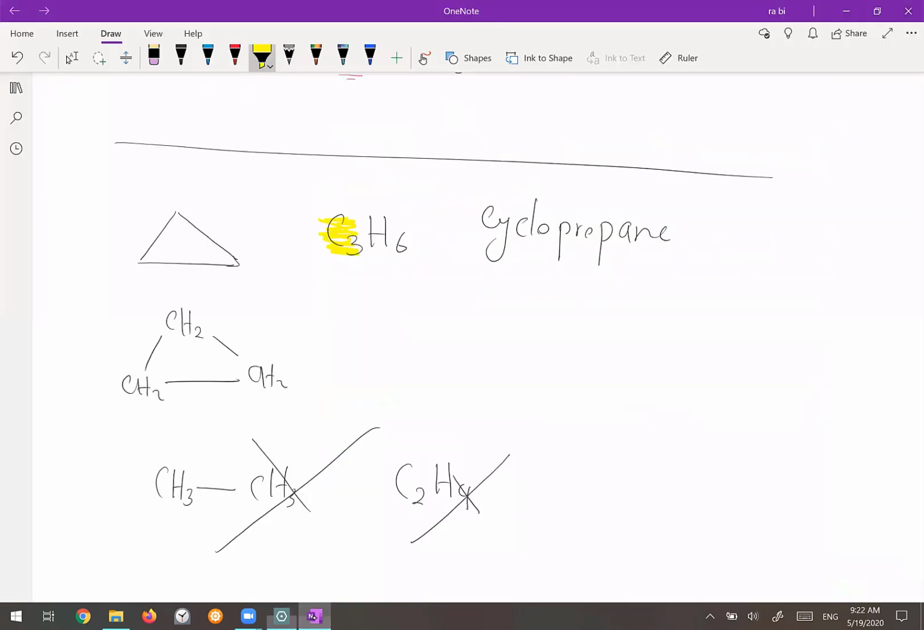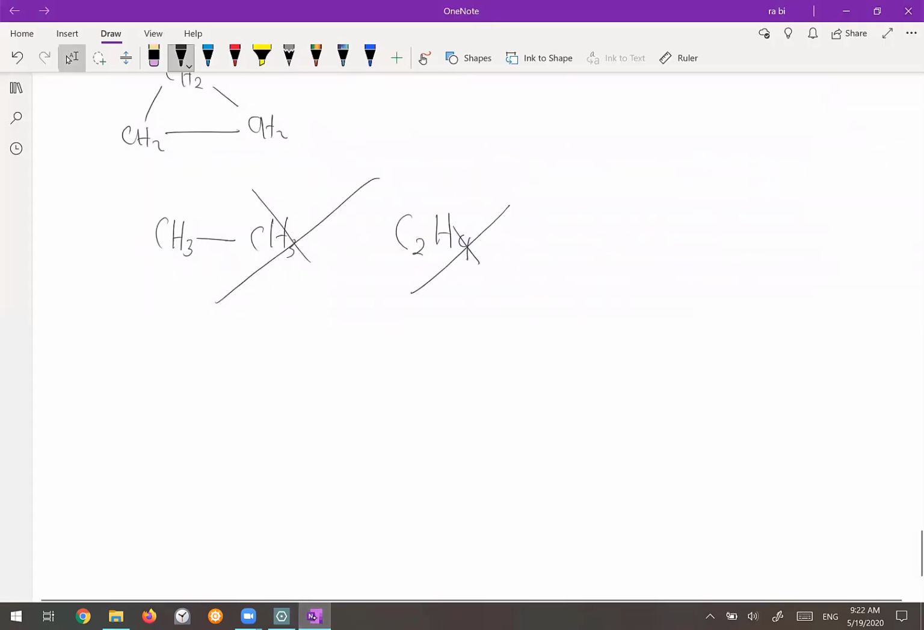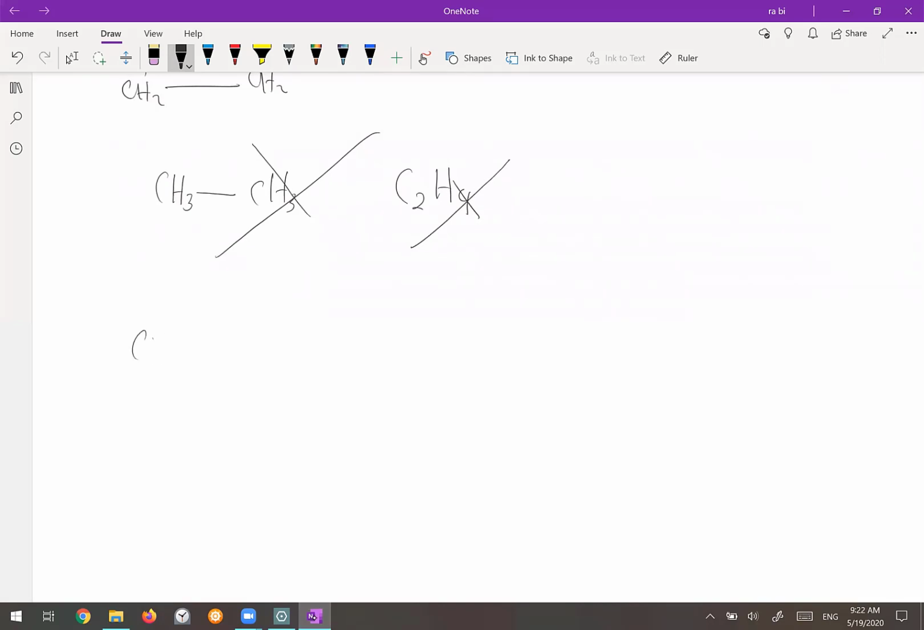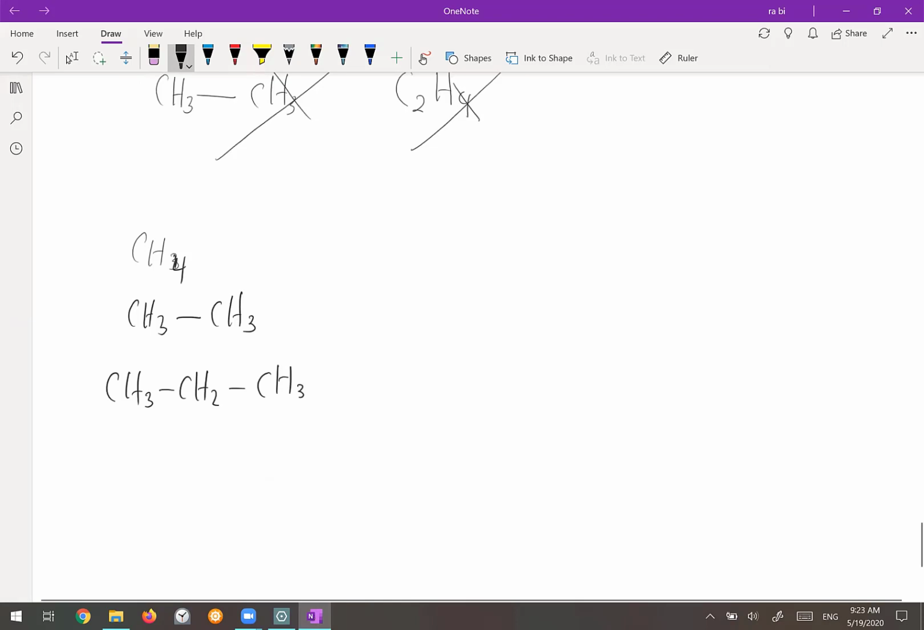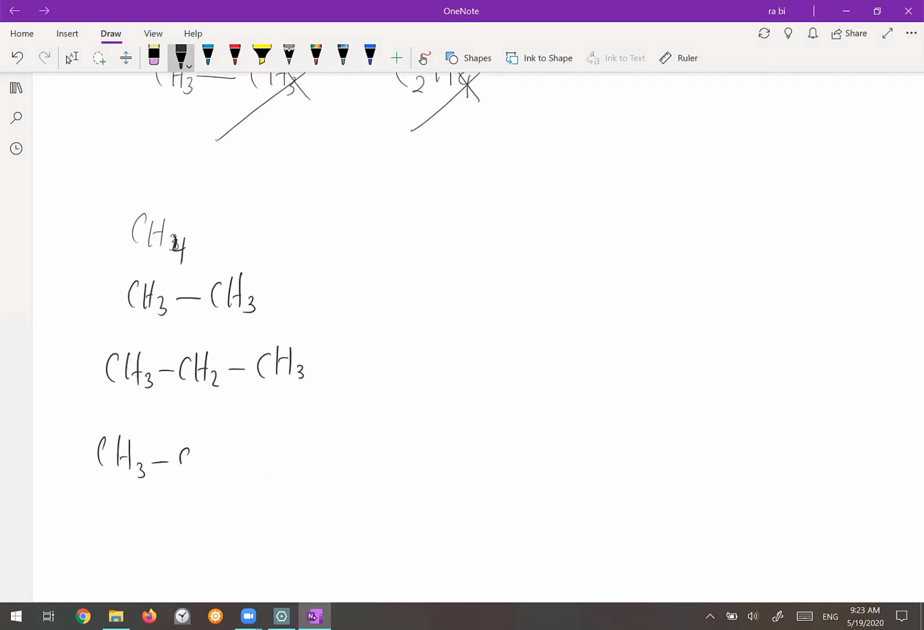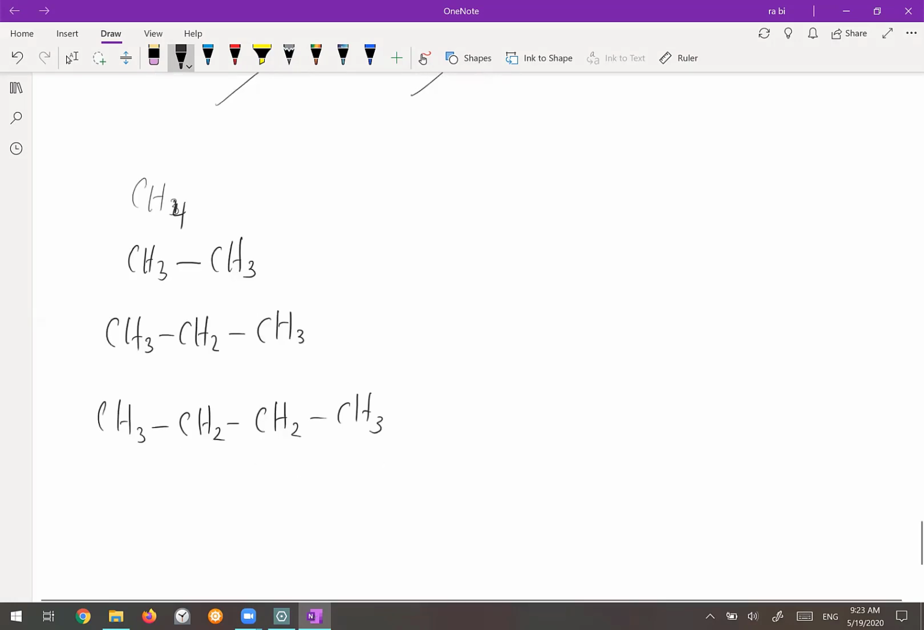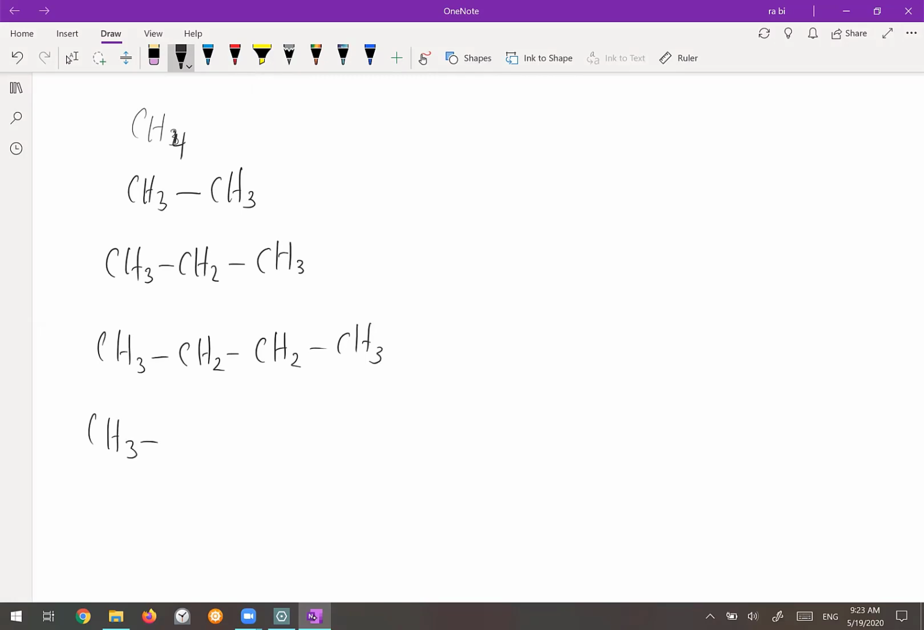So one more time, I draw them here. So the first member is methane, CH4. The next member is CH3, CH3. The next member is CH3, CH2, CH3. So you can see the only difference is in the length of the hydrocarbon chain, and each one of them has 1 or more extra CH2 in the chain, and so on.